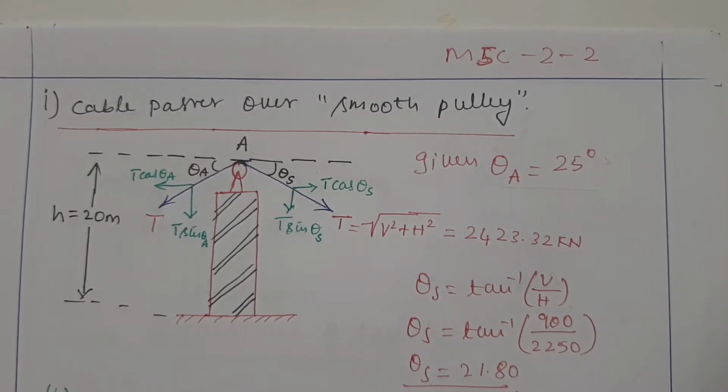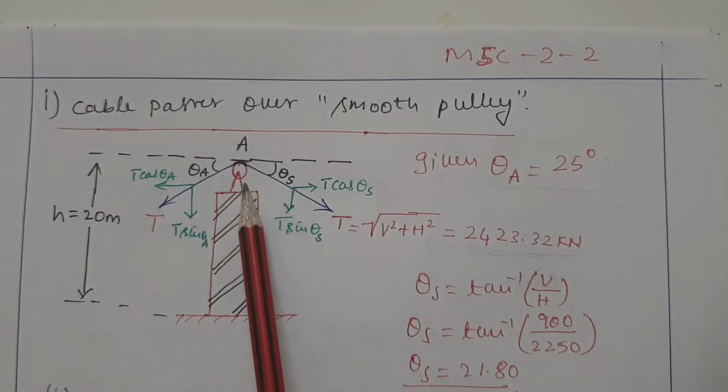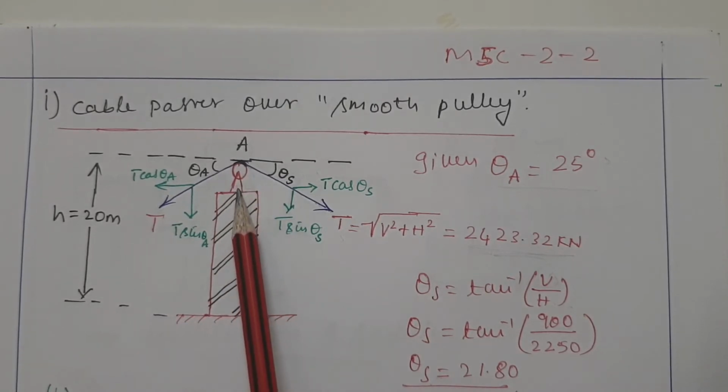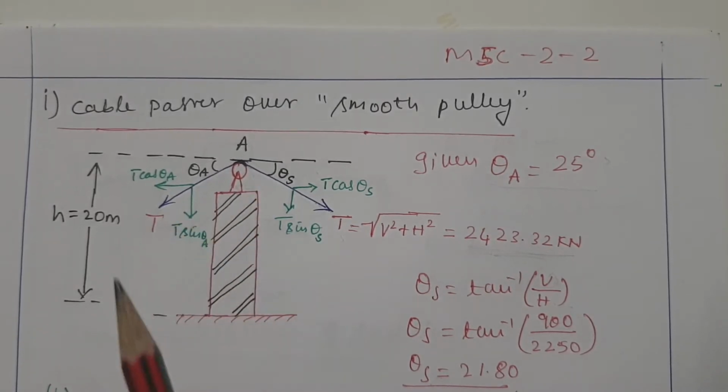Similarly, in order to calculate T, we have to consider the maximum tension. For that you know the formula, root of V square plus H square, where V will be the maximum vertical reaction, then you will get this value. Both are one and the same here because it is a smooth pulley, or we can say frictionless pulley. Whereas in case of a shuttle it will be different.